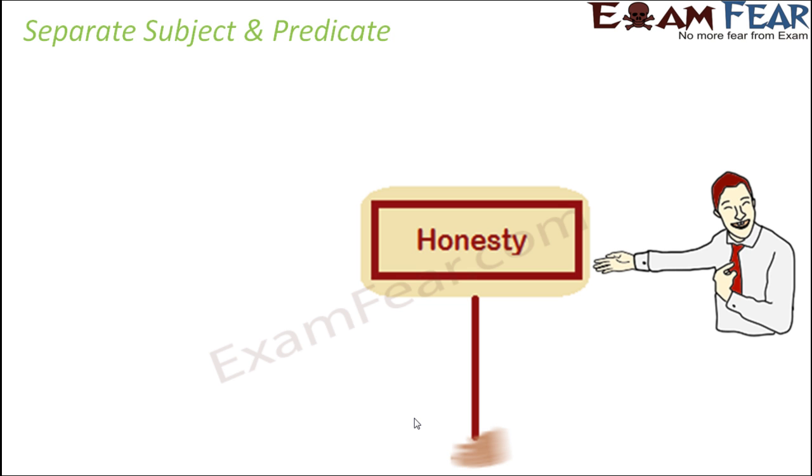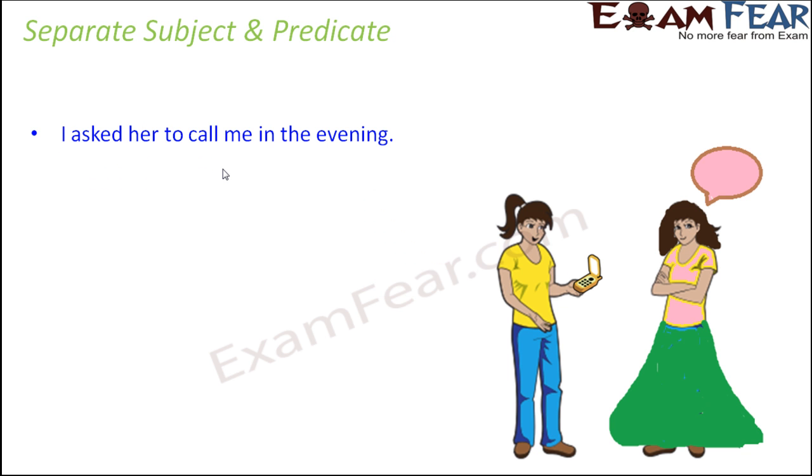Now, let us look at some examples and see how do we separate the subject and the predicate. So, first sentence is honesty is the best policy. So, in this case, we will follow the steps. First step is to identify the verb. Verb here is "is". Now, before the verb, add who or what and ask a question to yourself, like who is the best policy or what is the best policy? What would be the answer to the question? Honesty. So, therefore, in this case, honesty is the subject, is the best policy is the predicate.